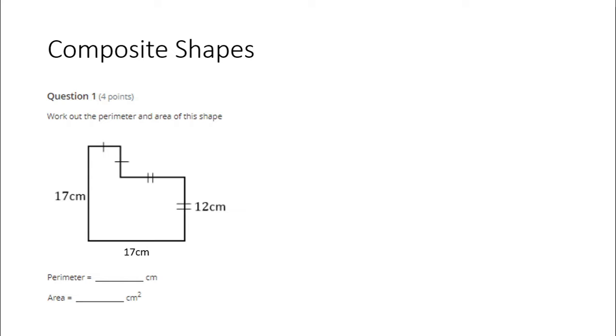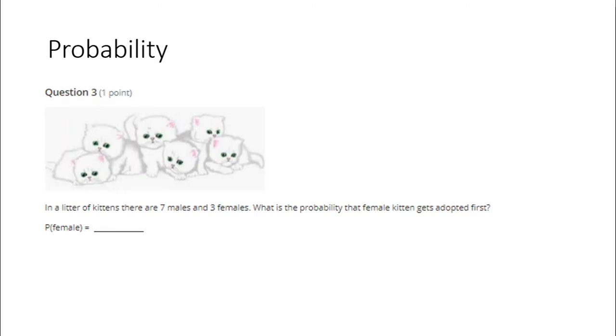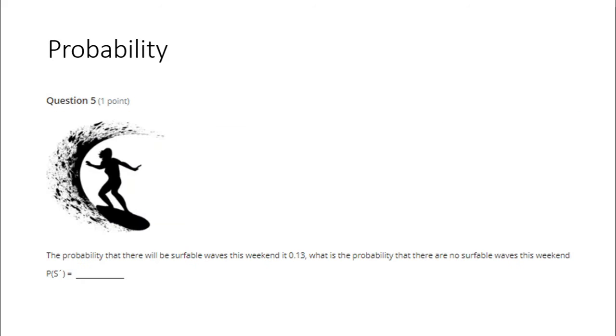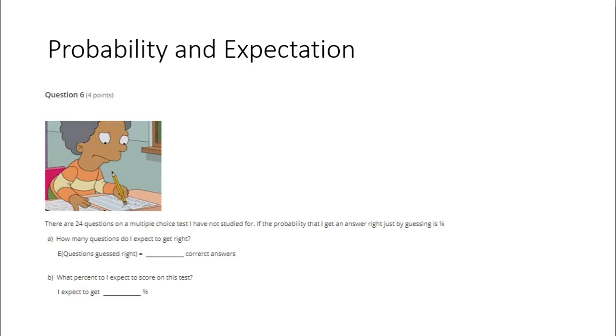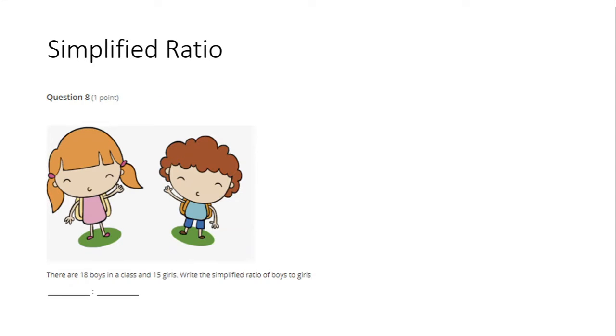This first question is about a composite shape and finding its perimeter and area. This next one is converting the units of area. Next, we've got a probability question, another different type of probability question, and then a different type of probability question because of what we know about probabilities, the properties of probabilities, and how we can use probability to form expectations about outcomes, simplifying ratios, and again, writing a worded problem as a simplified ratio.